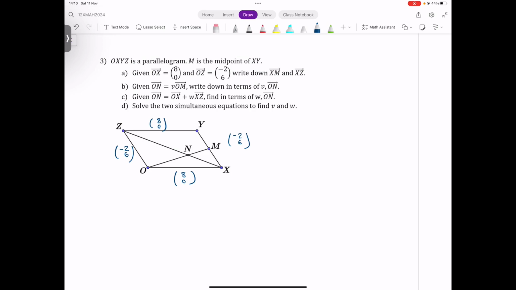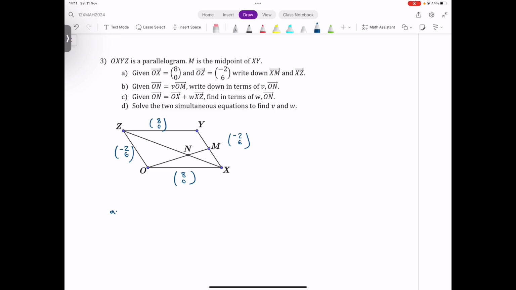So question number 3 says OXYZ is a parallelogram. We've got M is the midpoint of XY. Now I've just added to this diagram, if OX is (8, 0), we're told that in part A, that means that ZY is also (8, 0) because it's a parallelogram. And in a similar fashion, since OZ is (-2, 6), then XY is also (-2, 6).